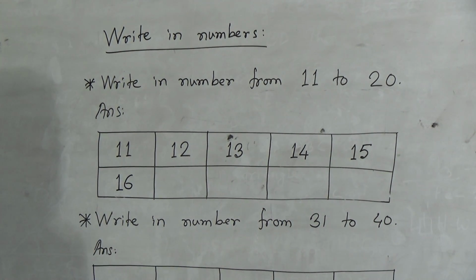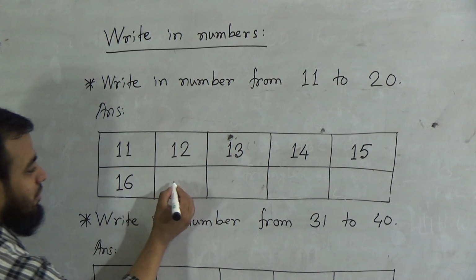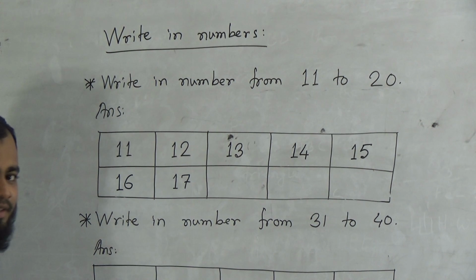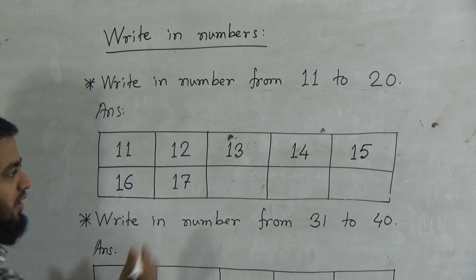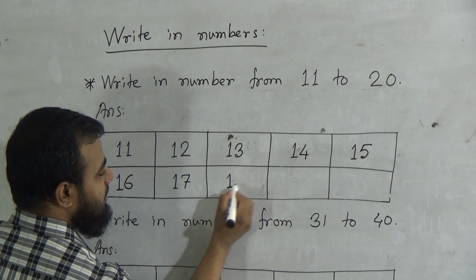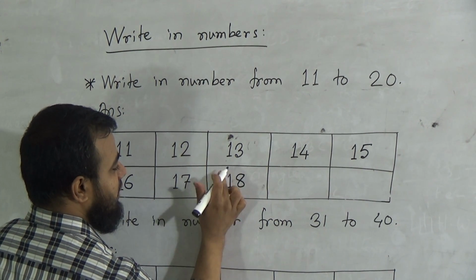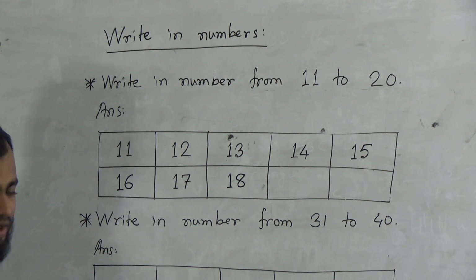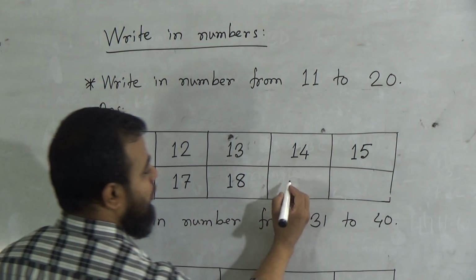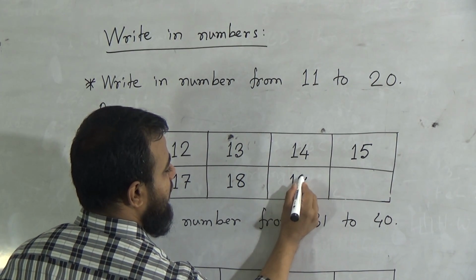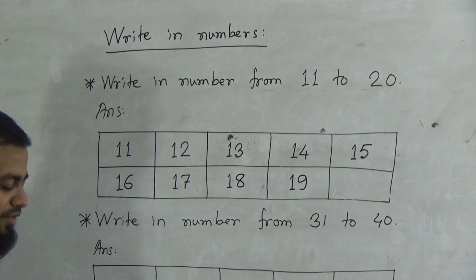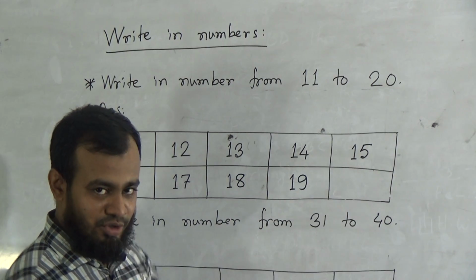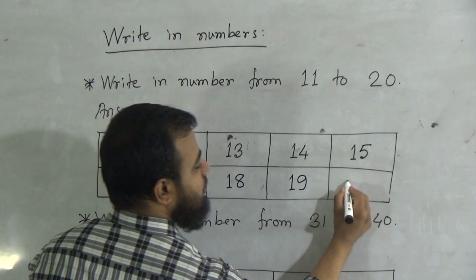After 16, the number comes which is 17. And 17 will be written down in this box. 1 and 7 makes the number 17. Then the next number of 17 is 18. 1 and 8 makes the number 18. After 18, the number comes which is 19. You should write down 1 and 9 to write the number 19 in this box. And after 19, we should write down 20, because 20 is our last number. This is our last box, so we should fill up this box with the number 20.